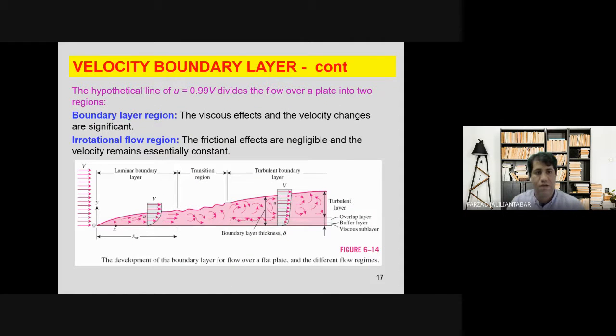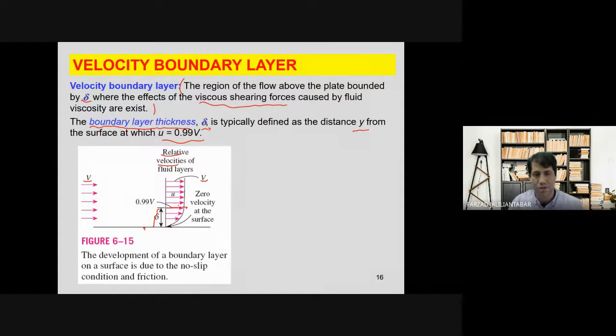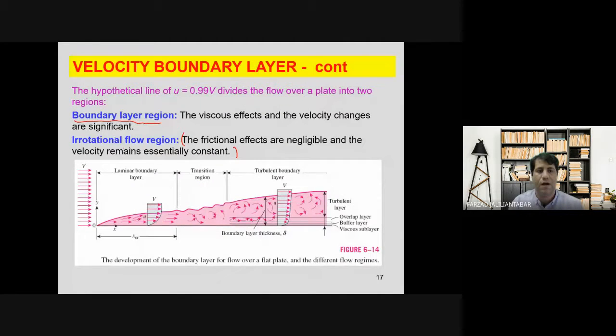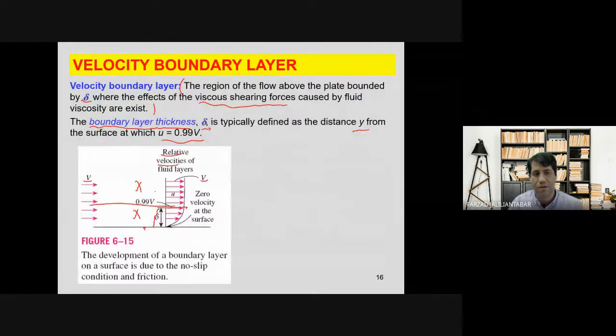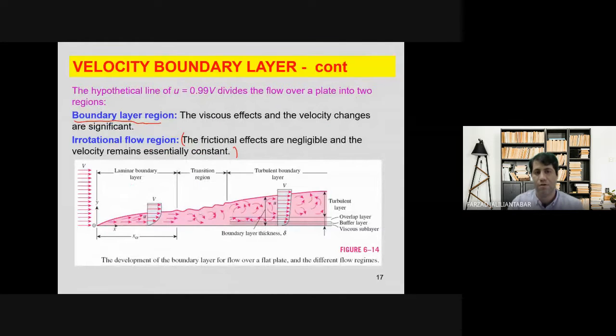Okay, so the boundary layer region I introduced to you; beyond that boundary layer region, we call that the irrotational flow region, in which the frictional effects are negligible and the velocity remains essentially constant. So there are two regions, this region and this region. This is the boundary layer region, and above that is the irrotational flow region.